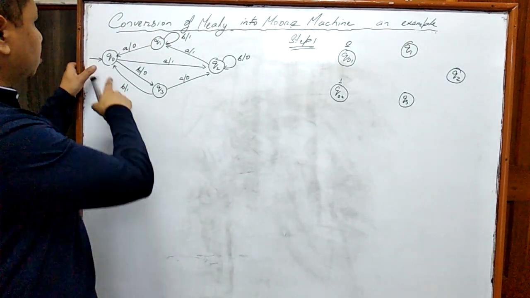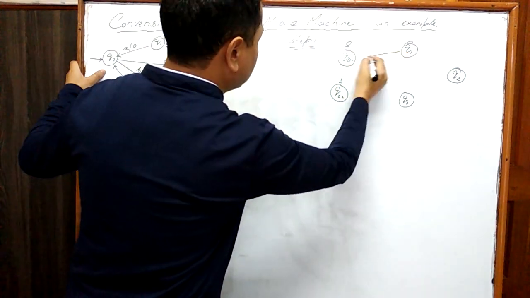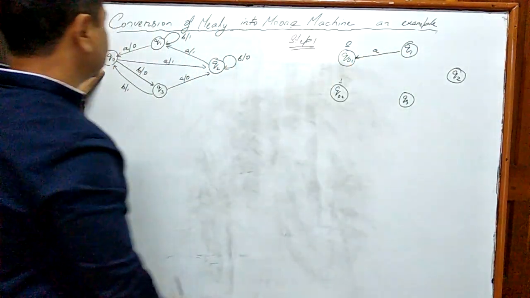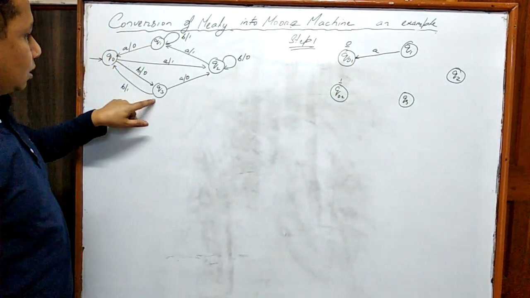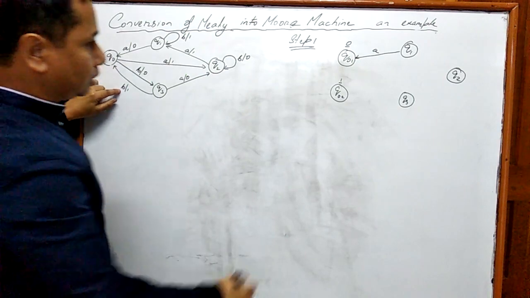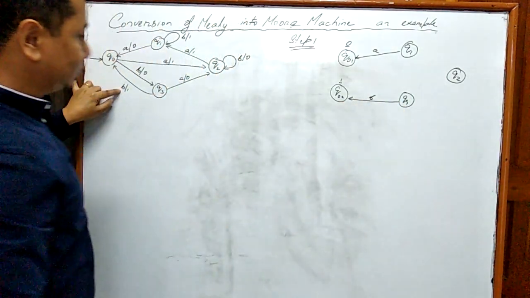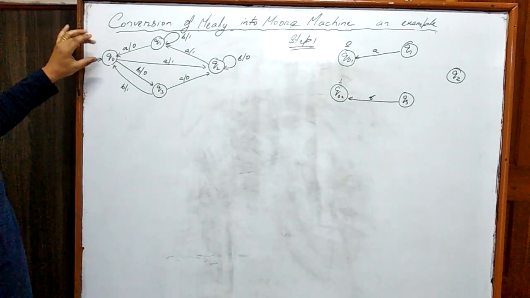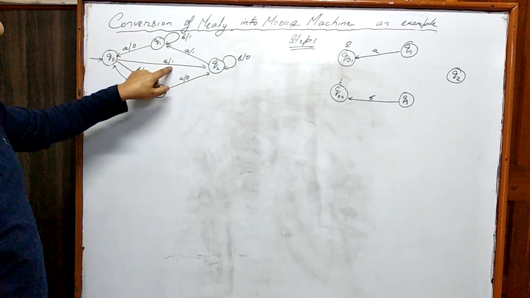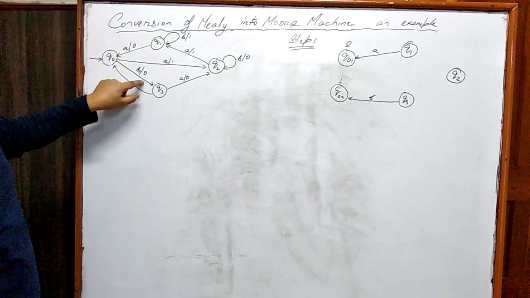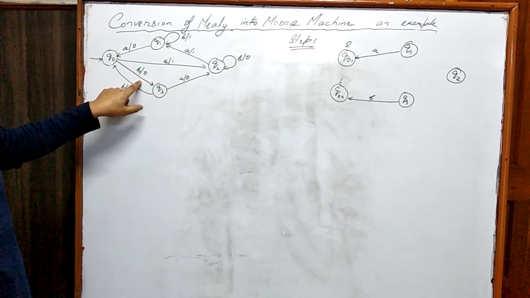So for output 0 from Q1, it is coming to Q0 with an output of 0. So we'll mark this as A. If you notice here, A is the input, 0 is the output. Similarly, for Q3, the incoming is B. So we'll make Q3 with an incoming of B. Now let us look at the outputs from Q0. Q0 is going to Q2 with an output of 1 and is going to Q3 with an output of 0.